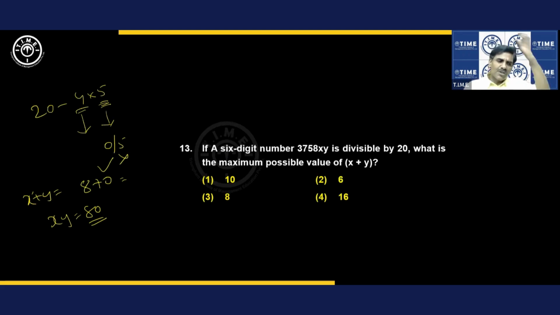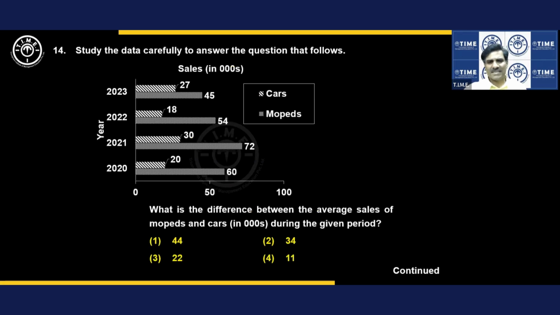So the answer for this question should be choice 3, 8 we can say. More of common sense than actual calculation. The point is the concept involved in the calculation. If you are observing carefully, it should have the last digit as 0. To have the maximum value for X plus Y, X should be as maximum as possible. 90, if you consider it, won't be divisible by 4, but 80 will become divisible by 4. That way we can answer the question at a faster rate.